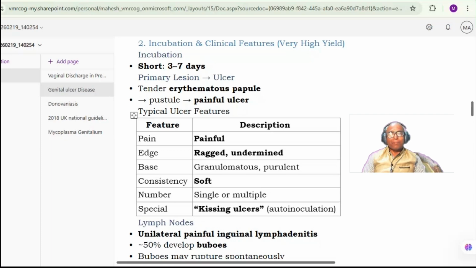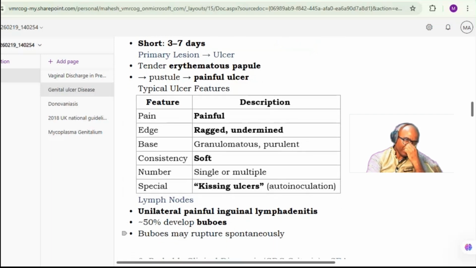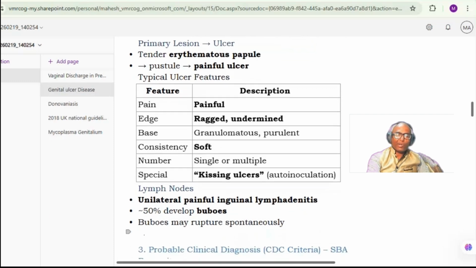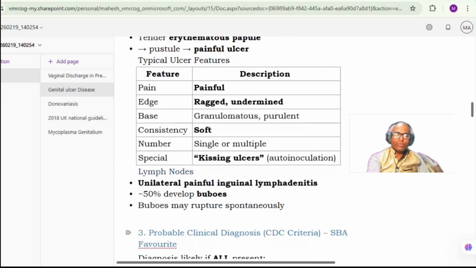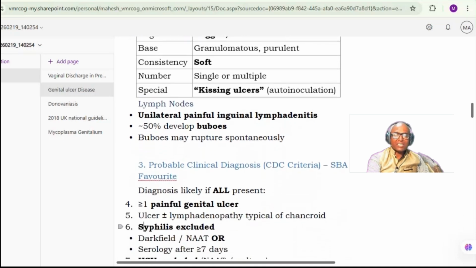Okay, so a typical chancroid ulcer will be painful, the edges will be ragged and undermined, the base will be granulomatous and purulent, it is soft in consistency, it may be single or multiple, and typically kissing ulcers. So if you get the word kissing ulcers, you think about chancroid. Lymph nodes: there will be unilateral painful lymphadenitis. So ulcer with lymphadenitis, chancroid. Around 50% will develop buboes. Buboes may also rupture spontaneously.